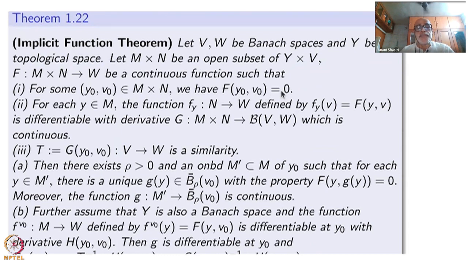F of (y naught, v naught) is 0. For each y inside M, the function F y, which sends v to capital F of (y, v), is differentiable as a function from N to W. And its derivative, as a function from M cross N to B(V, W), is continuous. And the derivative at (y naught, v naught), namely g of (y naught, v naught), is a similarity between V and W. Okay, in particular, V and W are similar, isometric Banach spaces.